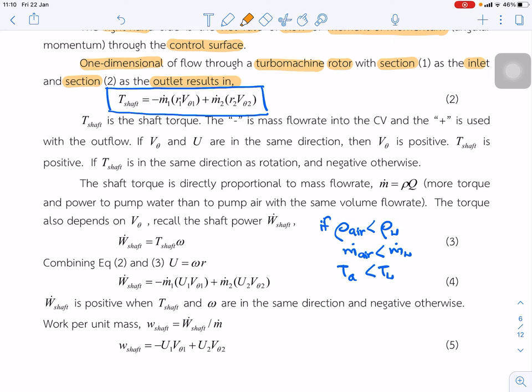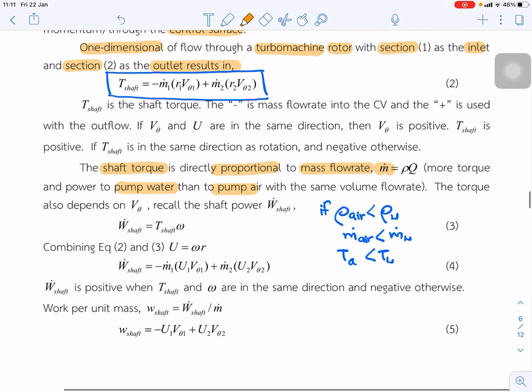The shaft torque is directly proportional to the mass flow rate, m dot. It takes more torque and power to pump water than to pump air at the same volume flow rate. That is because the density of water is greater than the density of air, so the mass flow rate of water is more than air. So the T shaft of water is greater than the T shaft of air.